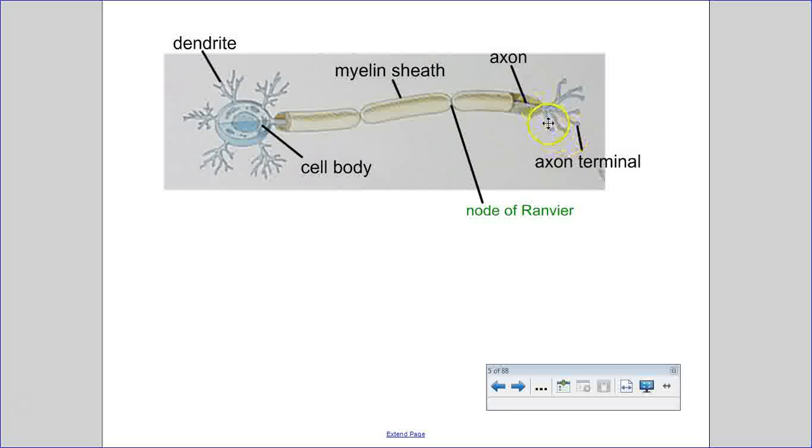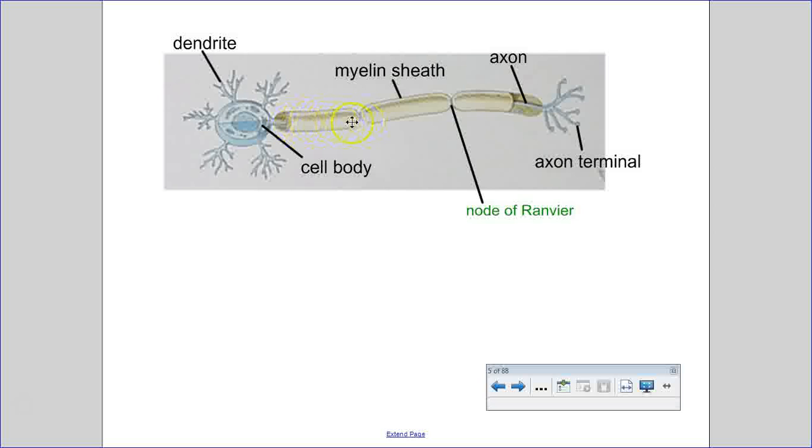Now some books refer to this whole end here as the axon terminal, whereas others refer to each of these little endings as an axon terminal. So it depends which source you're looking at. Now, not all axons will have it, but many of them do.